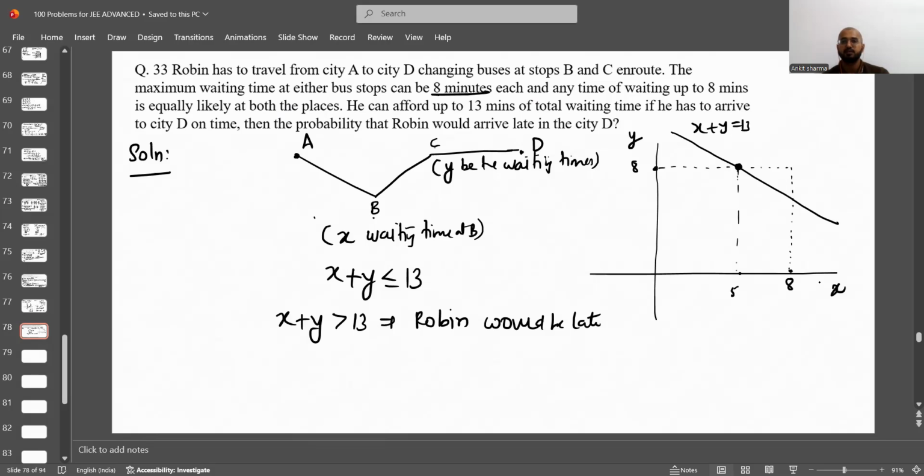And then, if this is 5 here, so this is going to be 3. And for this line, this is going to intersect here at x is equal to 8. So my y is 5. That means this is again 5. So this turns out to be 3.